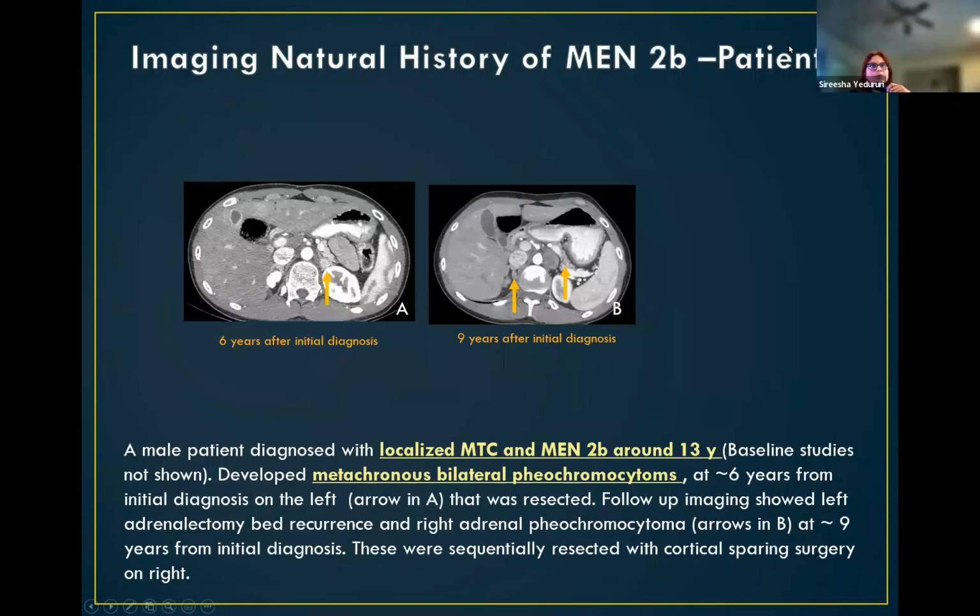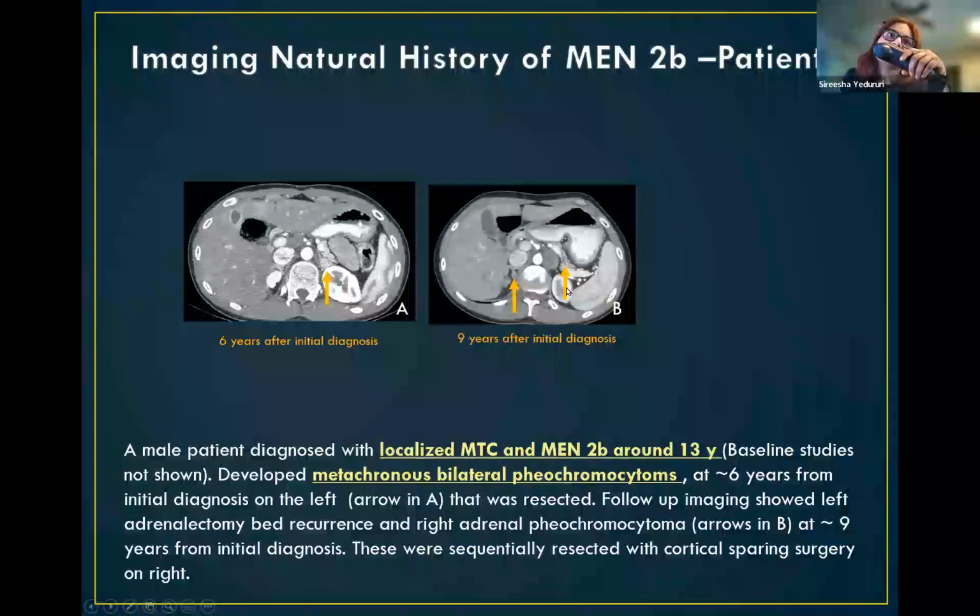So now moving on to MEN2B natural history, as I'm depicting. This is a patient who was diagnosed with localized medullary thyroid carcinoma and MEN2B around age 13. I don't have baseline studies, but the patient developed metachronous bilateral pheochromocytomas. So this is at 6 years from initial diagnosis. You see one lesion, and then at 9 years, you see the second lesion. The patient also recurred at 9 years.